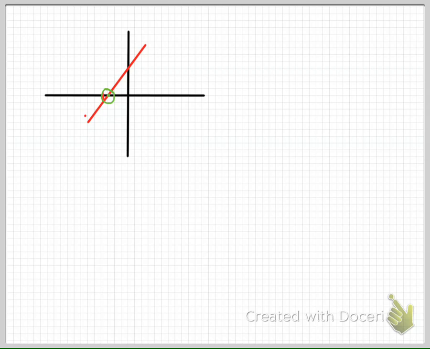James? Close. David? -3, 0, right? Remember, x coordinate first, so we're going to the left 3, up or down none. So this point is -3, 0. Alright, this is our x-intercept, right?